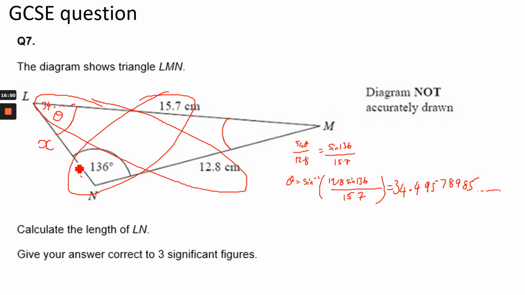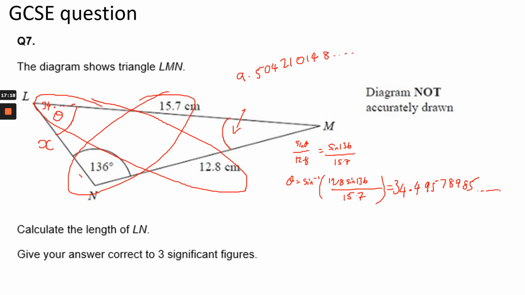And now what I can do is say, okay, if that's my angle, and that's 136, I can add those together. So I'm going to add on 136 and subtract that from 180. So therefore, this angle here must be 9.504210148.